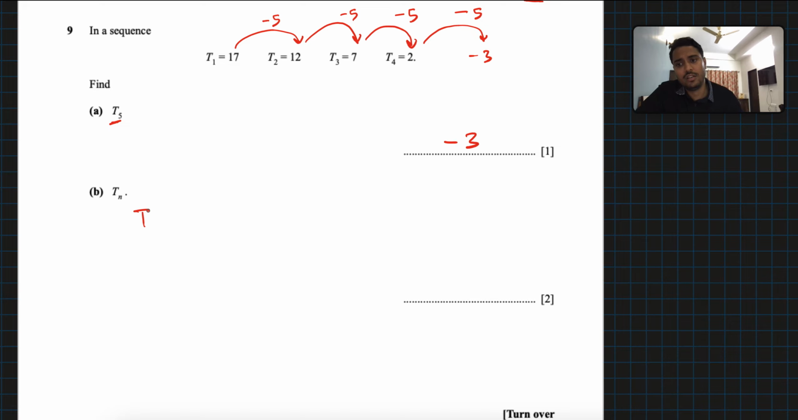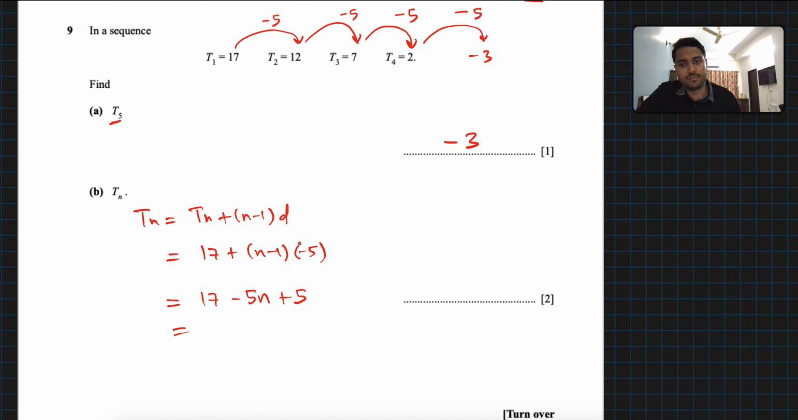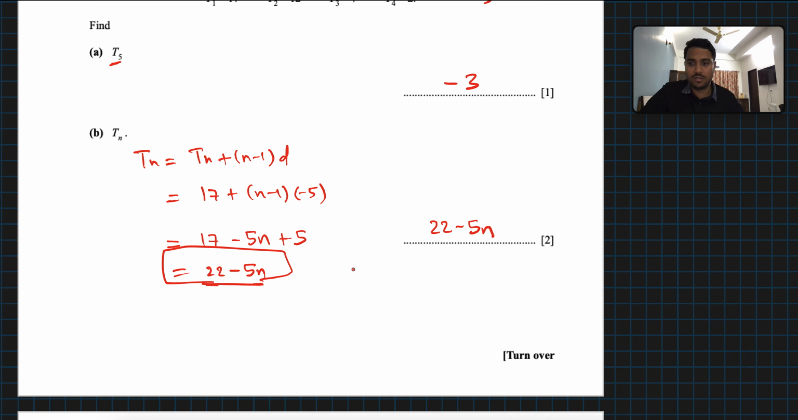Now we have to find Tn. So Tn is going to be the first term plus n minus 1 into the common difference. The first term is 17 plus n minus 1 multiplied by the common difference, which is minus 5. Solve this one. So we have 17 minus 5n plus 5, because here it is minus times minus. 17 plus 5 is going to be 22, and then minus 5n. So this is going to be the answer, 22 minus 5n. That's the answer. Let's move on.